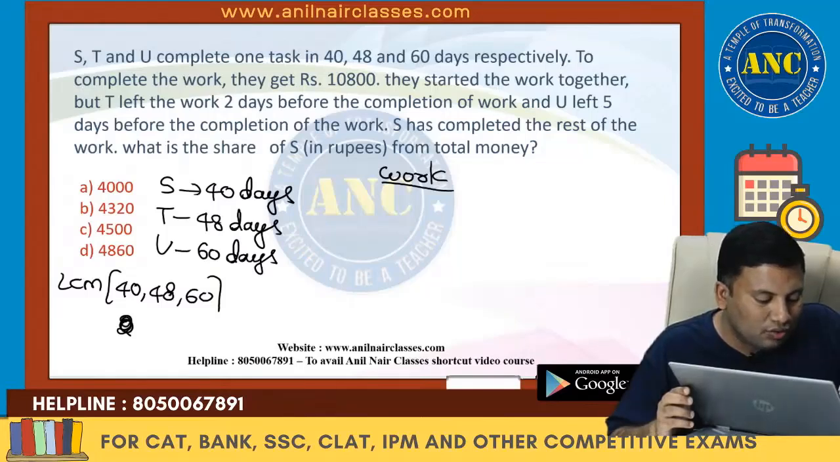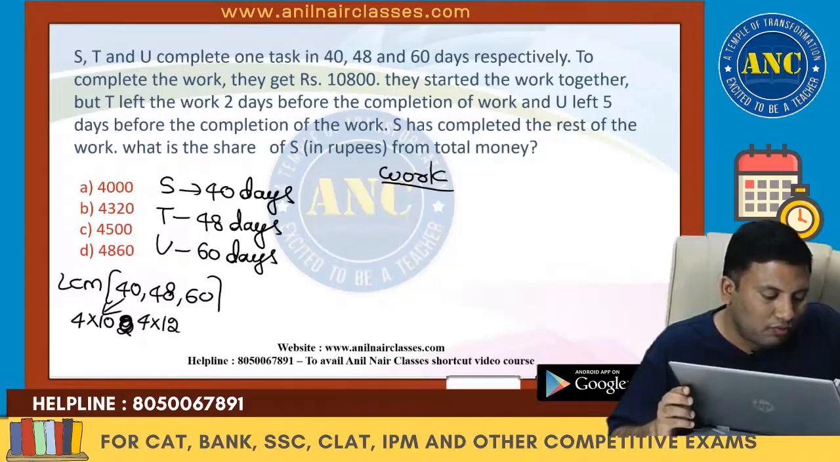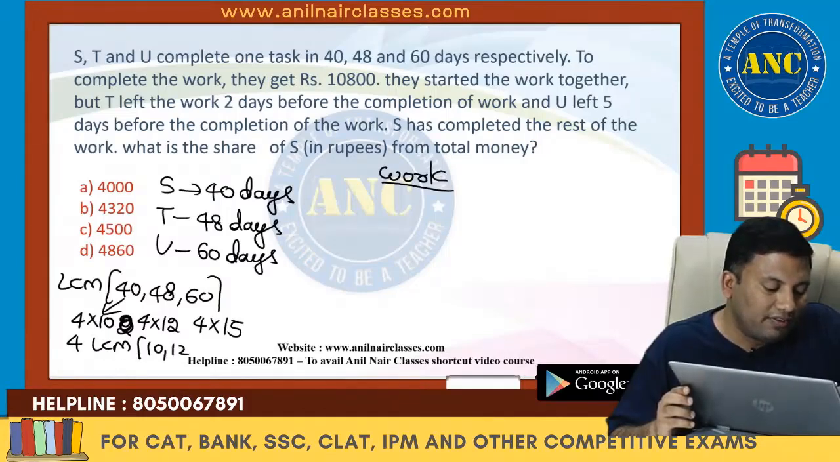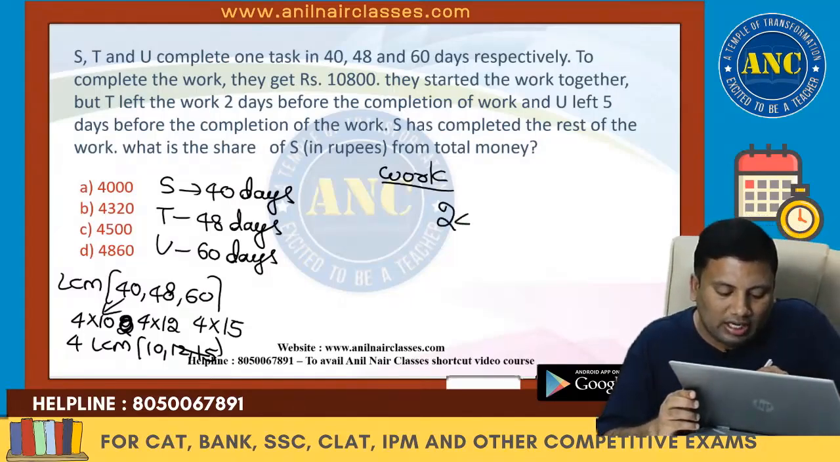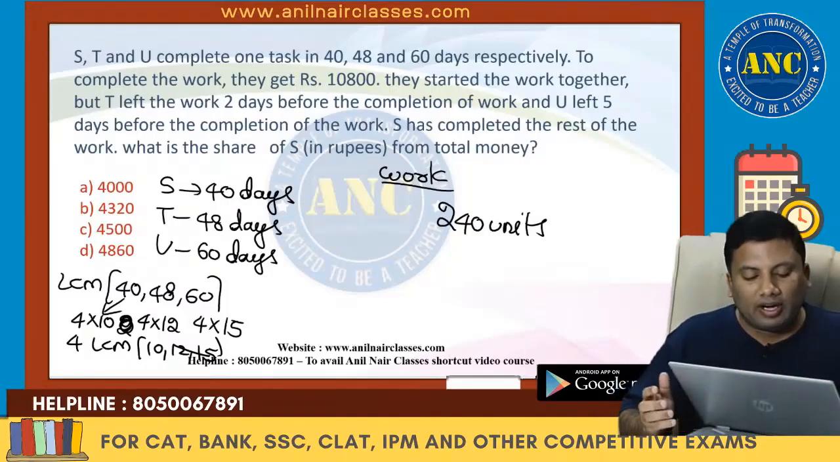Why is it 240? This is nothing but 4 into 10, 4 into 12, 4 into 15. So 4 is taken out. LCM of 10, 12, 15 is 60. So totally 240 units is the total work, assume.